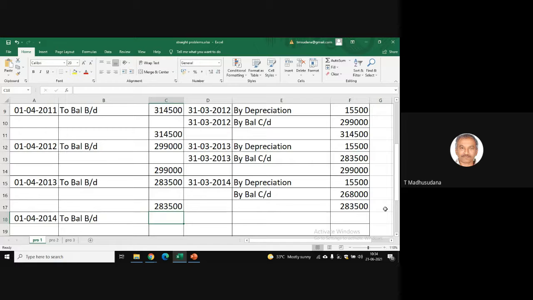Brought down 2,68,000. So how many years completed?